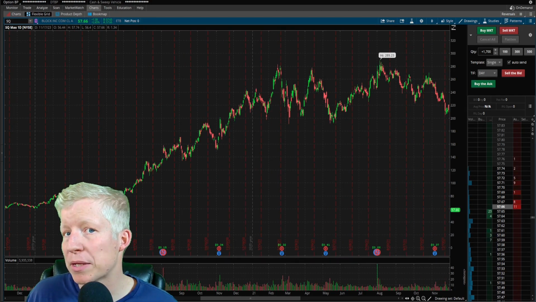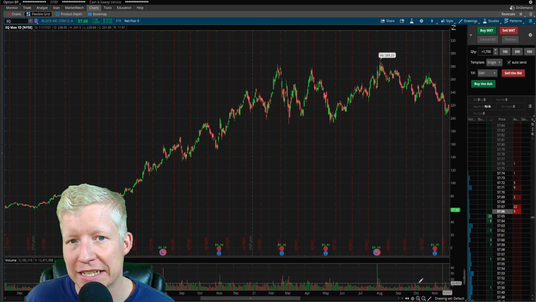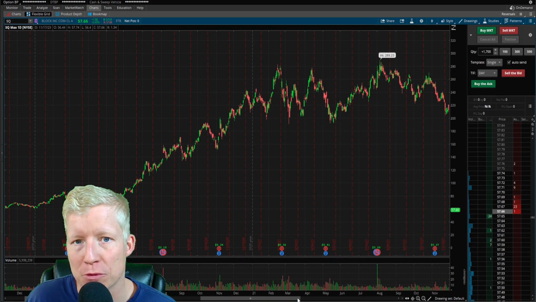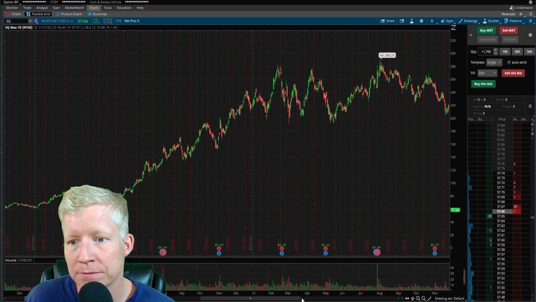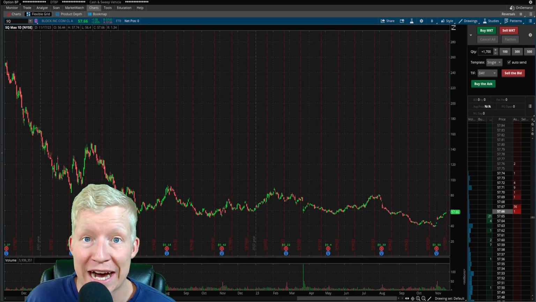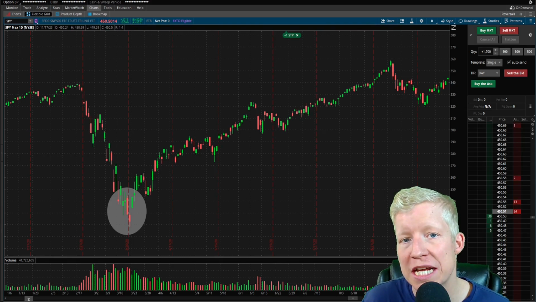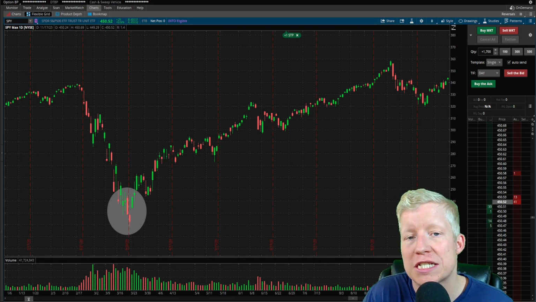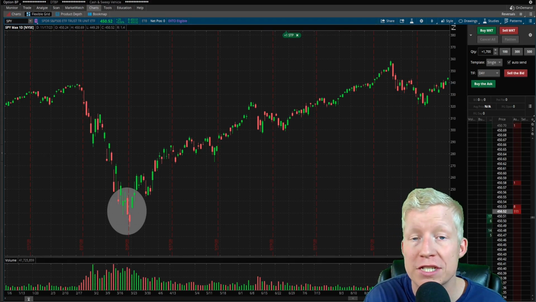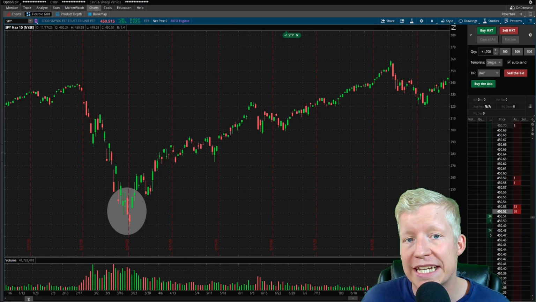Nope. Well, what about Block at 200? This is a solid company and looks like it's set up at support here for a reversal trade. Absolutely not. So how do we know which dips to buy? How do we know which stocks are going to reverse and which stocks are just going to keep dipping?